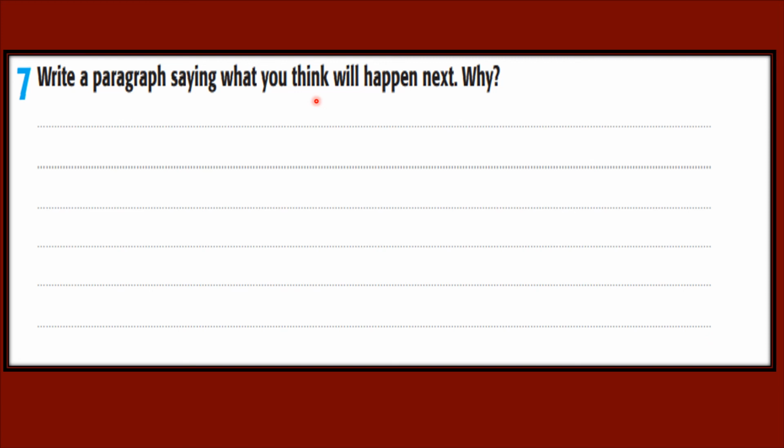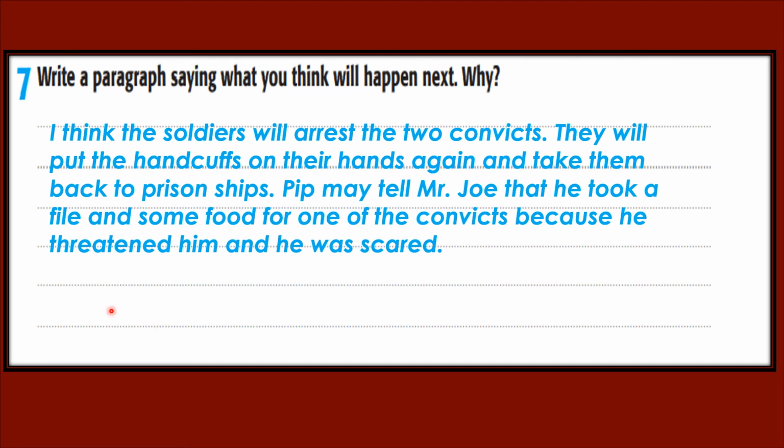And I have prepared this. I imagine myself one of you and I have prepared this. طبعا انا تخيلت نفسي واحد منكم وكتبت الكلام ده عن اللي انا بتخيل انه هيحصل بعد كده ولماذا. I think soldiers will arrest the two convicts. اعتقد ان الجنود هيقبضوا على هم الاثنين المحكومين او المساجين اللي هربوا. They will put the handcuffs on their hands again and take them back to prison ships. طبعا الاصفاد اللي هم صلحوها، فاكرين الاصفاد اللي صلحوها، هيحطوا الاصفاد تاني في ايديهم وياخدوهم اللي هي البريزون شيبس اللي هي السفن اللي معموله سجون.